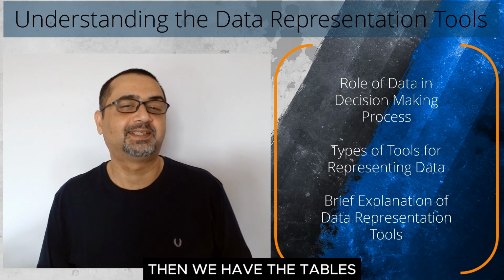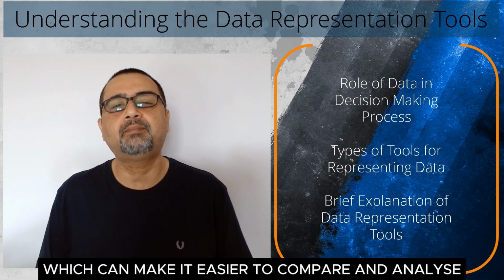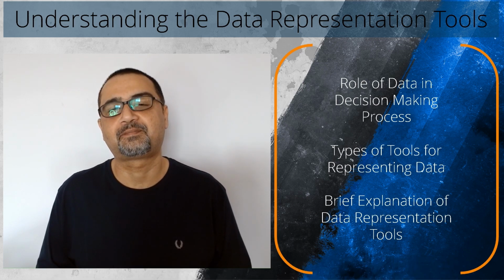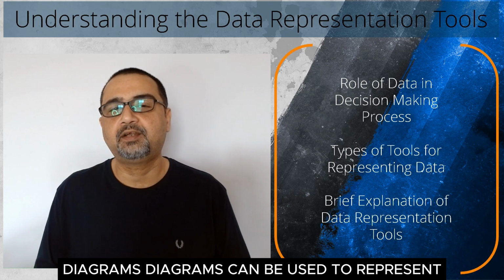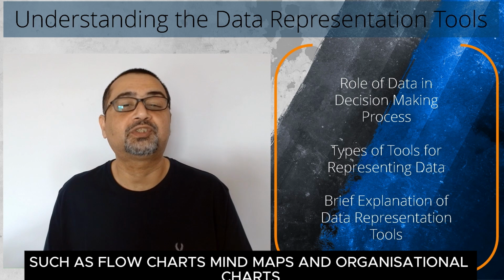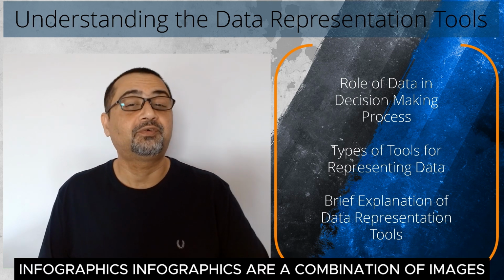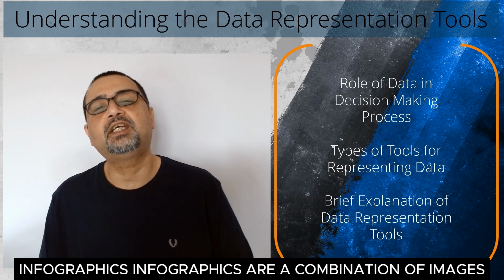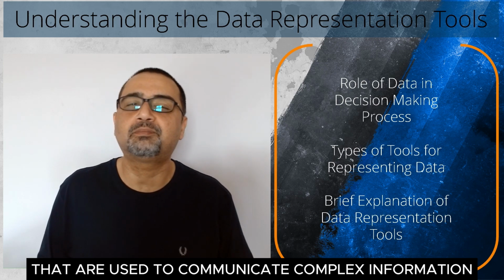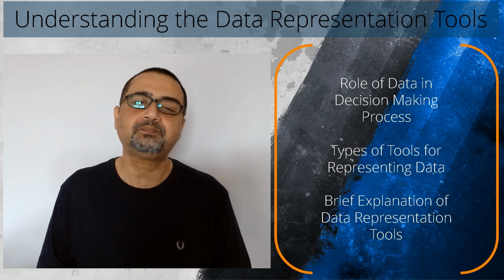Then we have the tables. Tables are used to organize and display data in rows and columns, which can make it easier to compare and analyze different pieces of information. Diagrams. Diagrams can be used to represent complex data or processes, such as flowcharts, mind maps, and organizational charts. Infographics. Infographics are a combination of images, charts, and text that are used to communicate complex information in a visually appealing and easily understandable way.